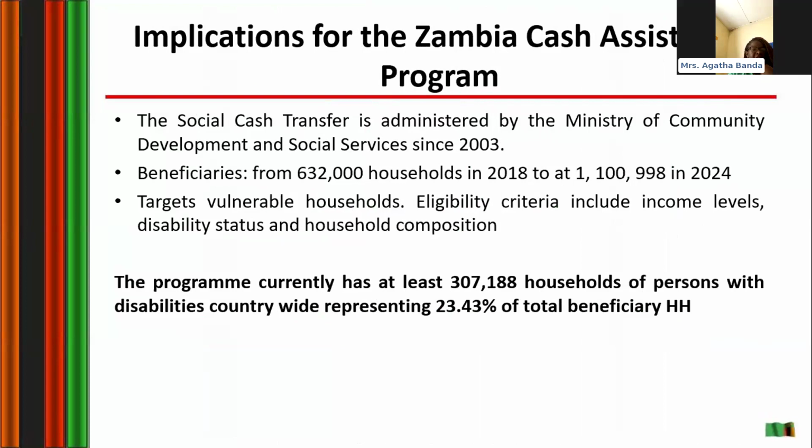So I was just saying that the major cash assistance program in Zambia is referred to as the Social Cash Transfer Program. And this is administered by the Ministry of Community Development and Social Services. And they've been doing this since 2003.